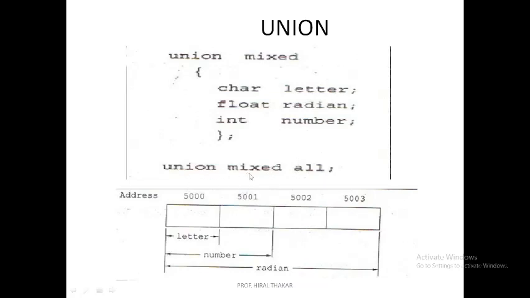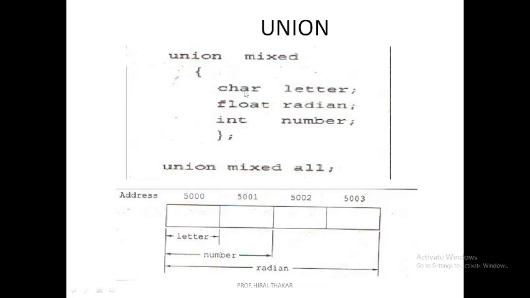Union mixed all. Mixed is the name of your union and all is the variable, right? And it will get memory allocation like this. Here there is a float, so it will allocate 4 bytes, 5000 is the address of byte number 1, then 2, then 3, then 4. Okay, it will allocate 4 bytes.